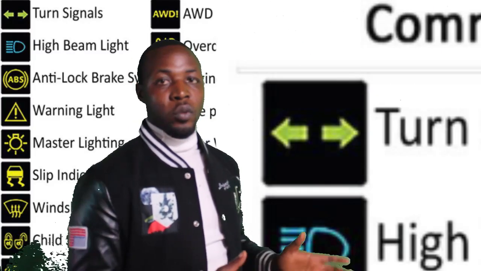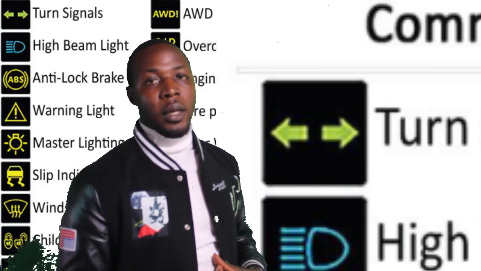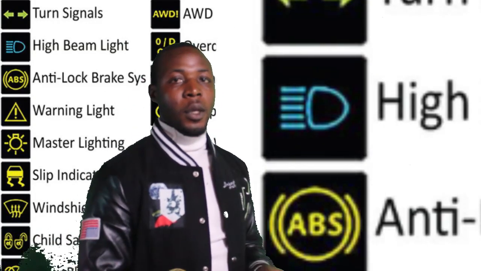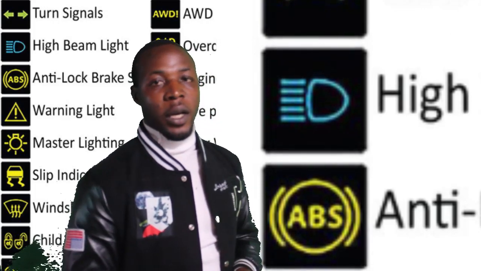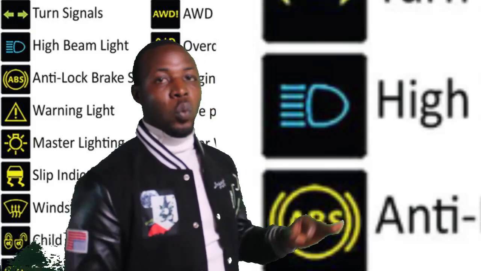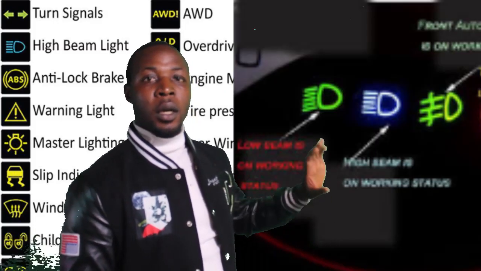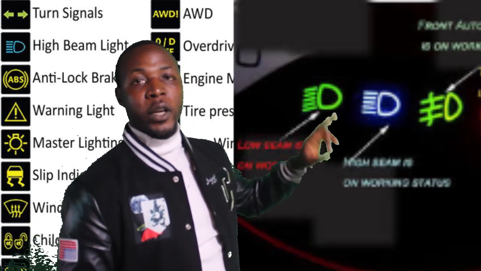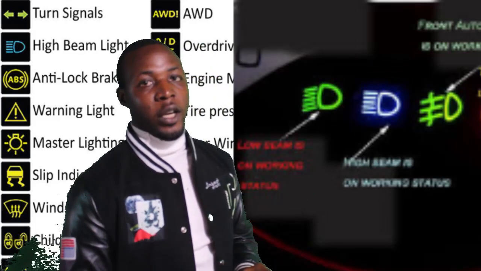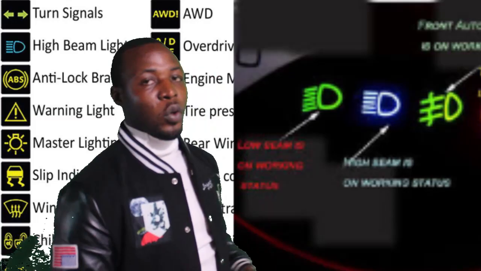So we are going now to the next slide. The next slide is what we call the headlamp, the headlamp of the car. The headlamp of the car is divided into three parts. The first one we call the low beam, and it will show on your dashboard. The second one we call the high beam. And the third one we call the flash.